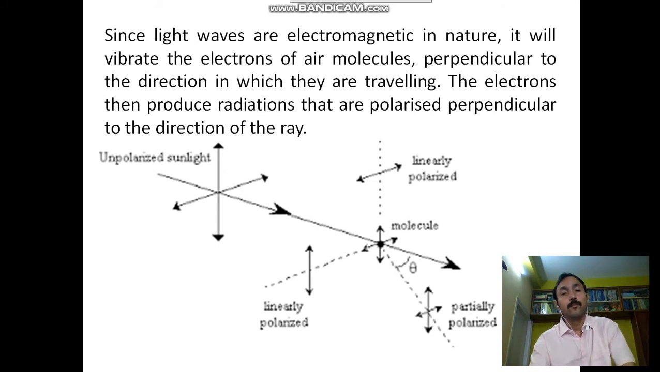Now let us discuss it in a broader way. This is the unpolarized light wave falling on the molecules; the atmosphere is composed of a large number of molecules. Light waves are electromagnetic in nature. They will vibrate the electrons of air molecules perpendicular to the direction in which they are traveling. The electrons then produce radiation that is polarized perpendicular to the direction of propagation, and in other directions it is partially polarized.